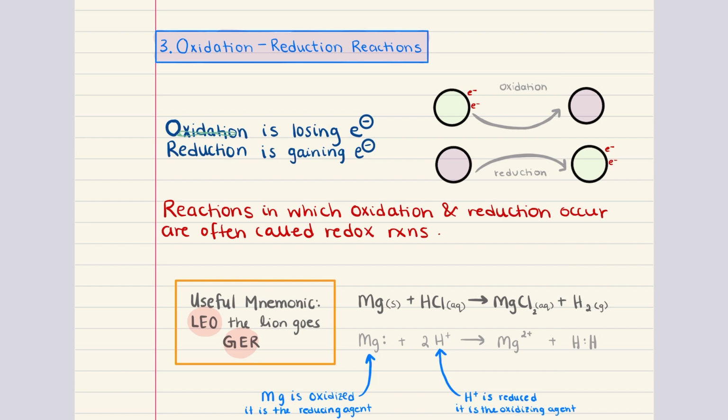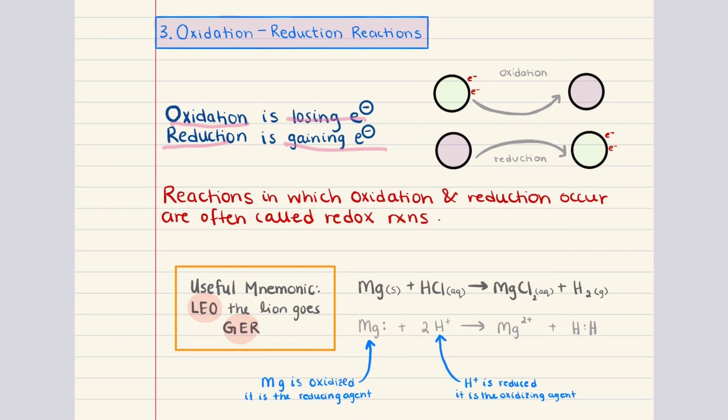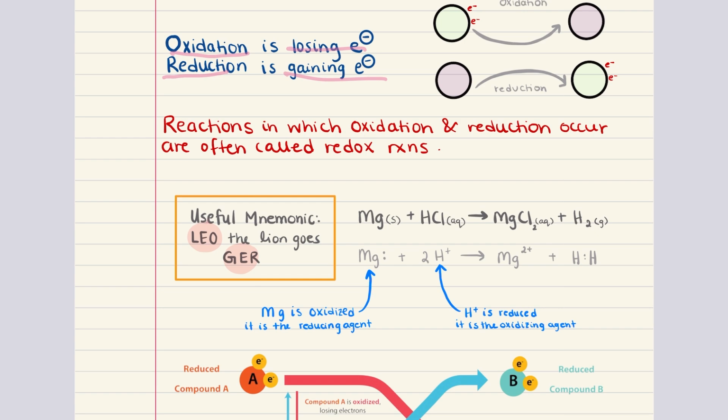Oxidation is defined as the loss of electrons, while reduction is the gain of electrons. A useful way to remember this is with the mnemonic Leo the lion says grr. Leo stands for losing electrons is oxidation, and grr stands for gaining electrons is reduction.